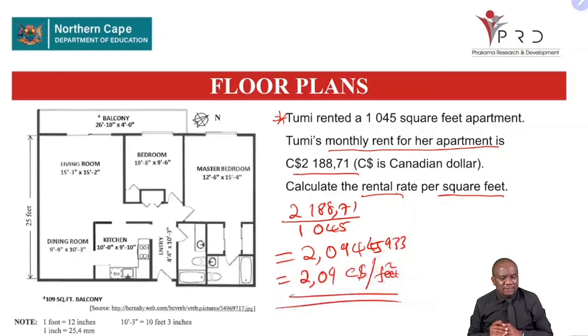That's the answer. Just remember that per square feet means divide your rental amount by the square feet. Percent, remember percent is coming from what? Cent has to do with 100. That's how you divide by 100. Per megabyte, you're dividing by megabyte. I'm trying to think of other examples.